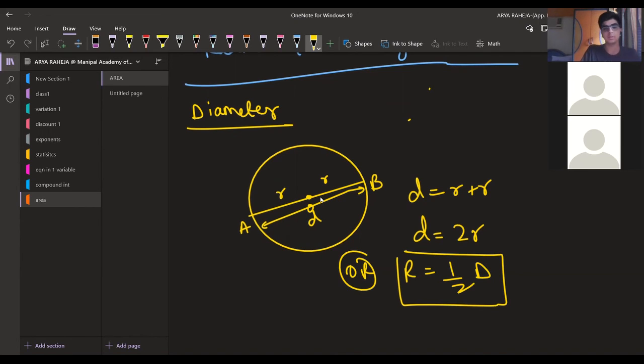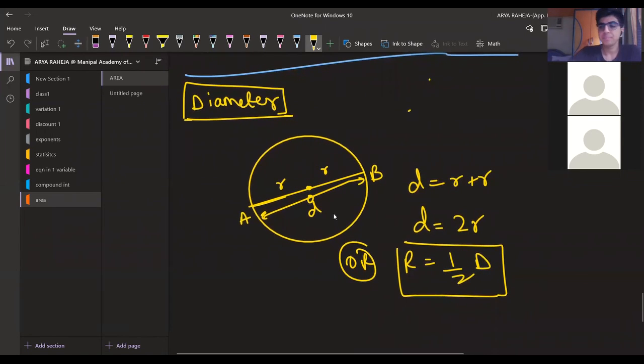Okay. So write it down and understand that the thing which joins these two ends, this whole AB line, is called the diameter, which is 2 times the radius. Or you can say the radius is half of the diameter. Both mean the same thing. Okay, quickly draw this and write this.